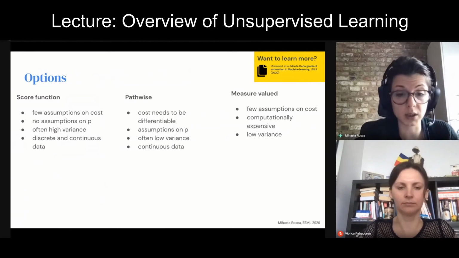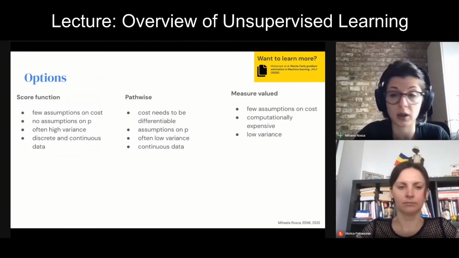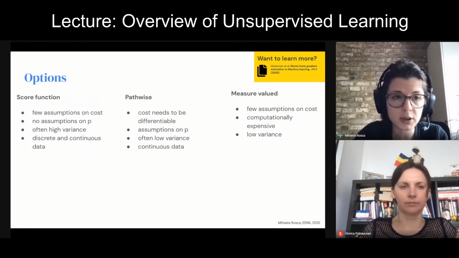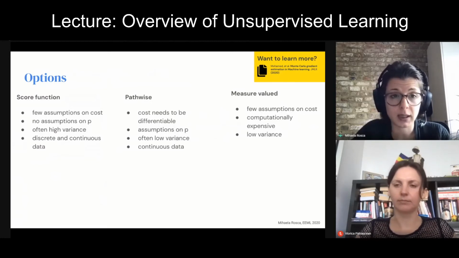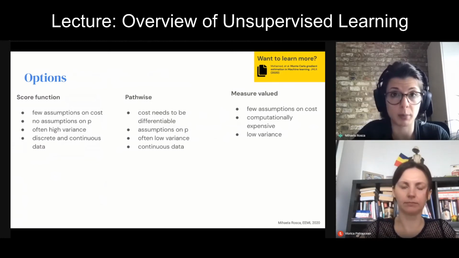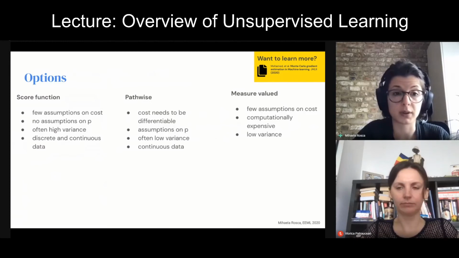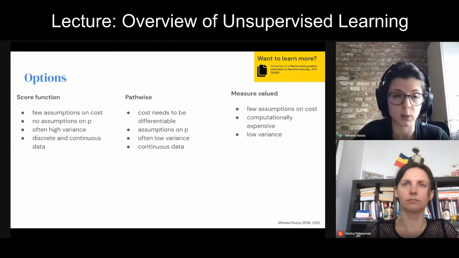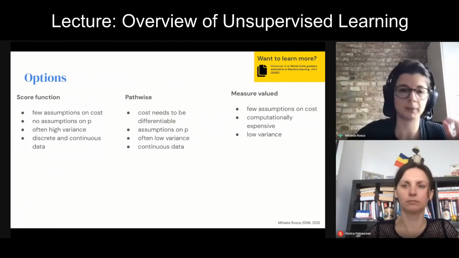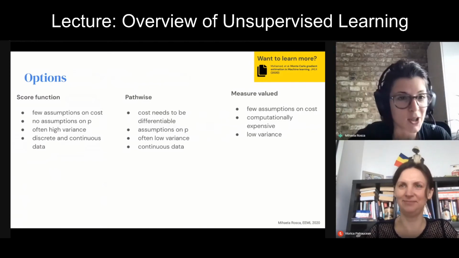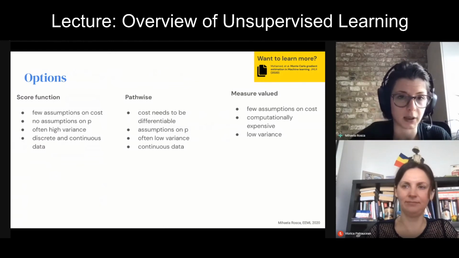The one solution that we might use in unsupervised learning, and that's very used in RL as well, is the score function estimator, or REINFORCE. It's very general. It makes very few assumptions on the cost and the probability itself. It can be used both for discrete and continuous data. This is why it's very applicable in RL as well, because there you have discrete and continuous data, and we can then apply it in RL.